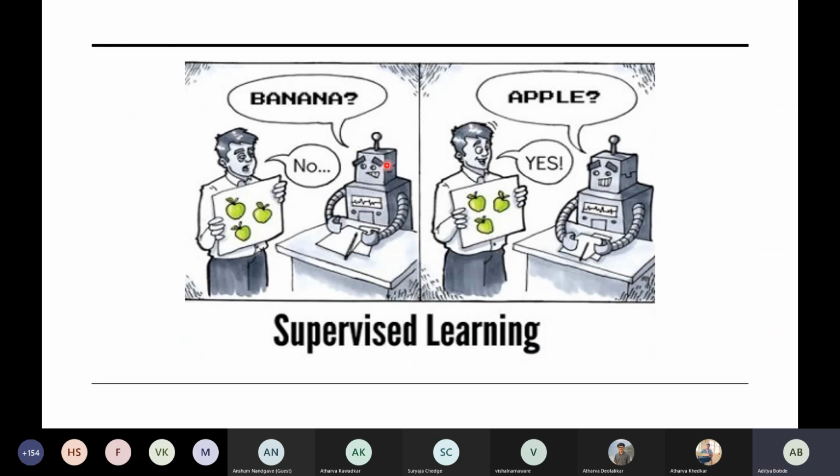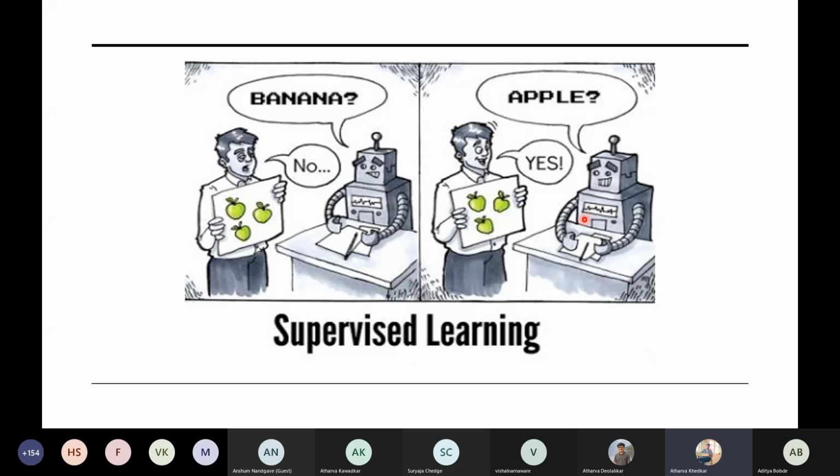Okay, so the robot is trying to figure out what the teacher is telling him. The teacher shows that it is an apple. The robot says no, it's a banana. But the teacher corrects it, and then the robot says it is an apple, and the teacher says yes. So that's typically the scenario of supervised learning. The best example to get a hang of it is to consider machine learning as a small kid, and let's relate it to this kid.